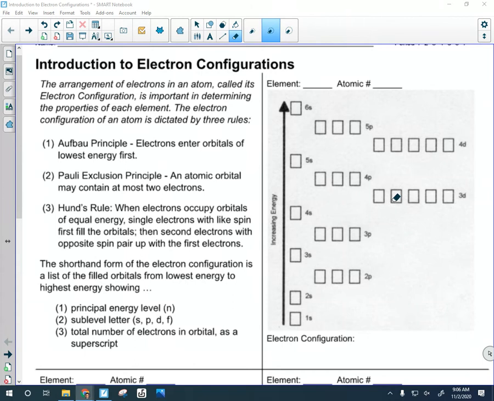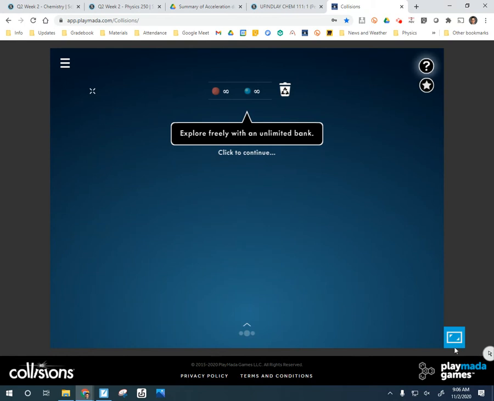And then what's a little bit tricky at this point is we do not fill the 3d sublevel next. We actually go to the 4s sublevel. So it's in the fourth principal energy level, but it's slightly lower energy than the 3d sublevels. So once we fill those, then we go to the 3d, and we've got 5 different versions, D-shaped orbitals that fill.